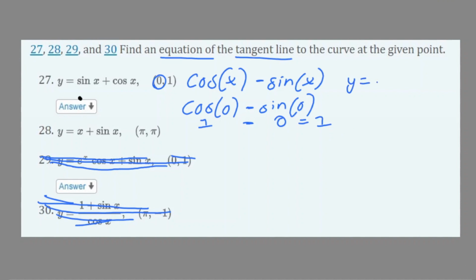So we could say y equals x, and then we need to find the b value. So we know the point crosses through the y value of 1 at 0, which means that the b value must be 1 because that's the y value when the x value equals 0. So the equation must be y equals x plus 1. And that would be your tangent line for 27.